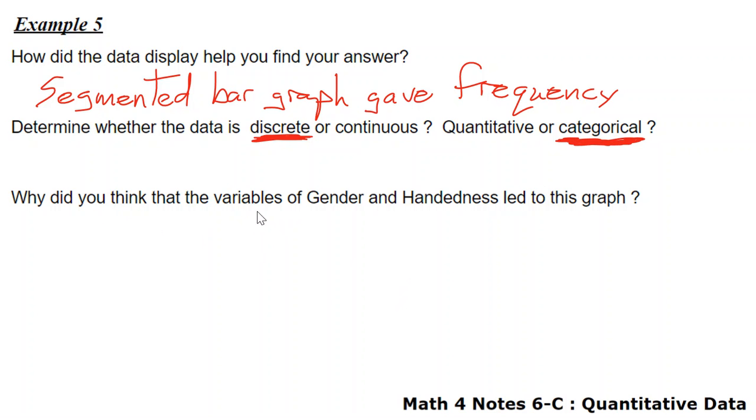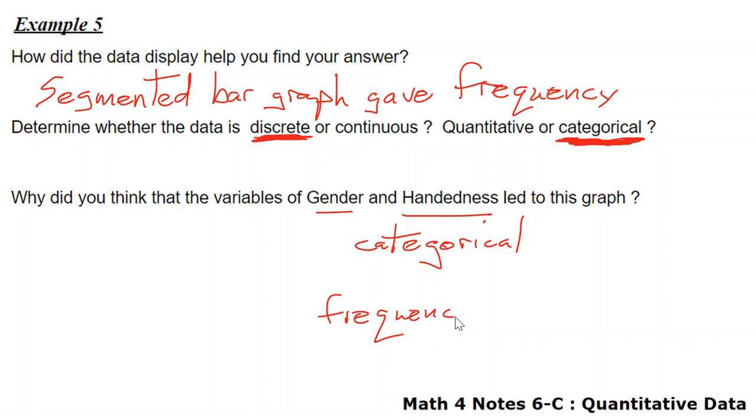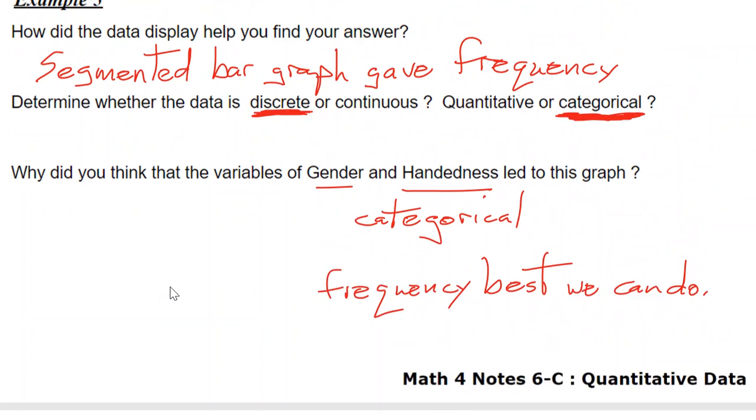Now, why do you think the variables of gender and handedness led to this graph? When you think about it, both of them are categorical, and frequency was the best we could do. Okay, and that is the end of the notes.